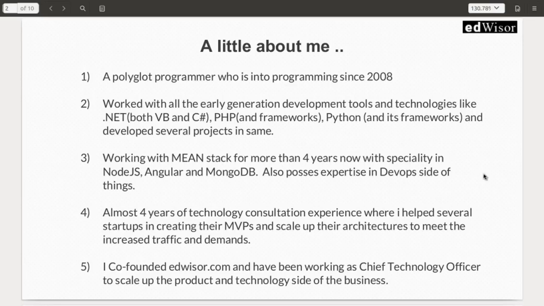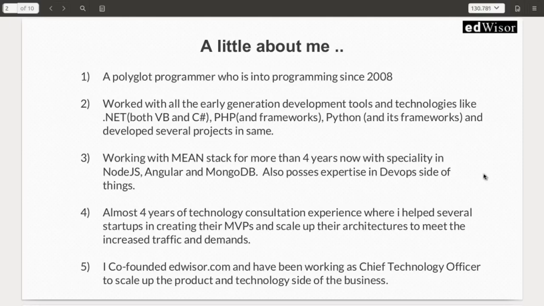After that, I moved to MeanStack, which is my favorite now. I've been working in MeanStack for more than 4 years now, with a specialty in Node.js, Angular, and MongoDB. Also, at the same time, I've been working on some architectural side as well, like in Docker, Kubernetes, Chef, Ansible, things like that.